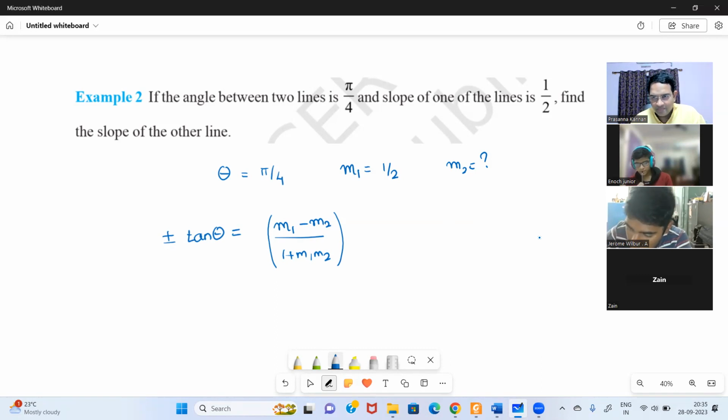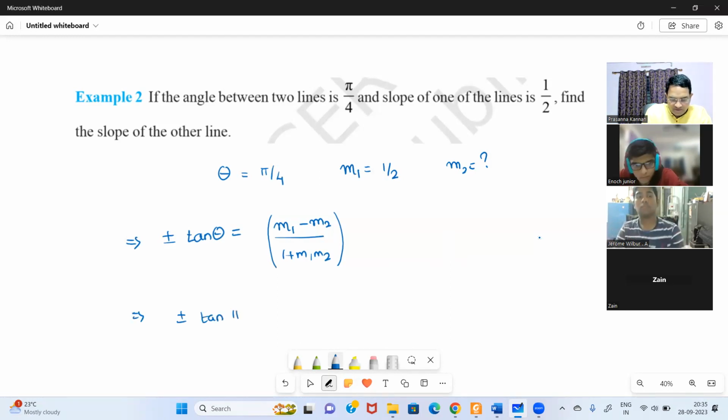Understood? Or tan theta is equal to plus or minus m1 minus m2 by 1 plus m1 m2. That means either it could be m1 minus m2 by 1 plus m1 m2, or m2 minus m1 by 1 plus m1 m2. Okay. Let's do it both the ways. So this implies plus or minus. What is theta, guys, in this case? 45. 45 degrees.